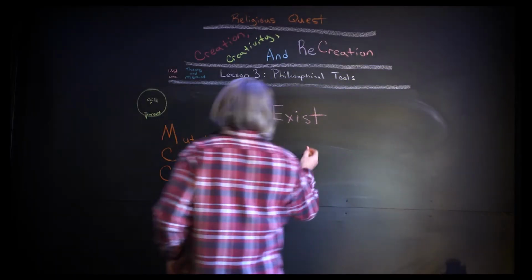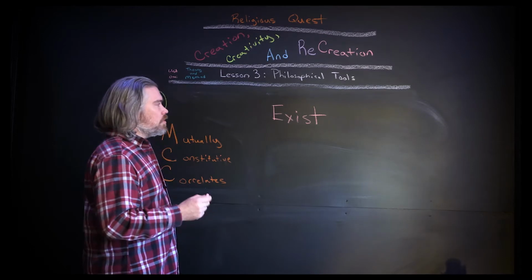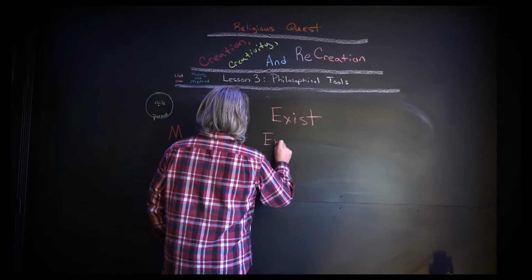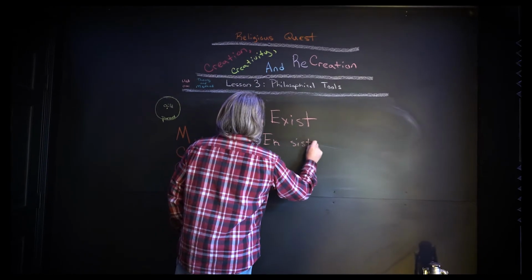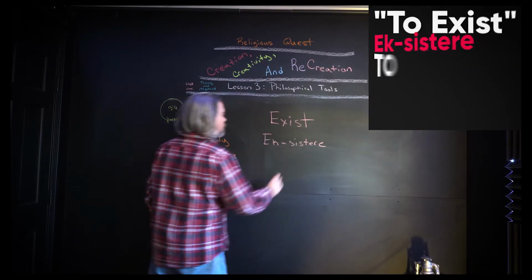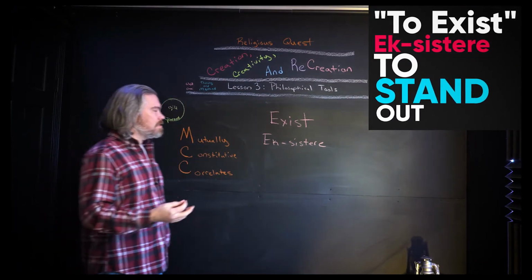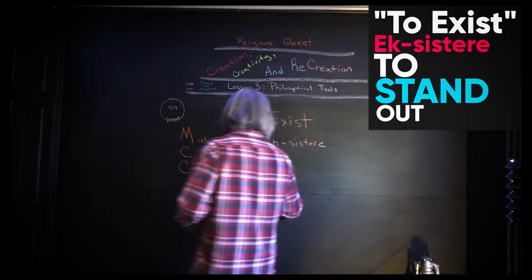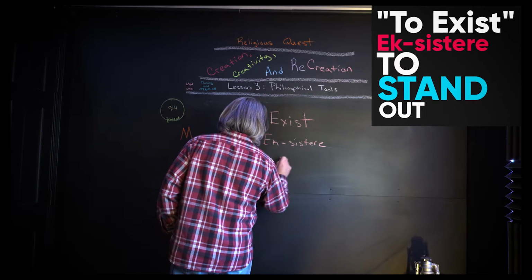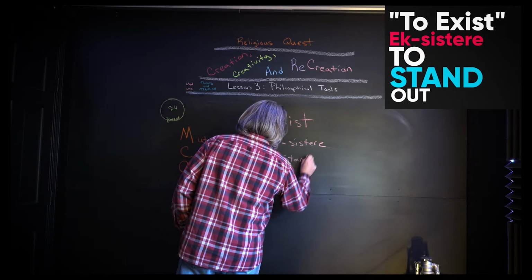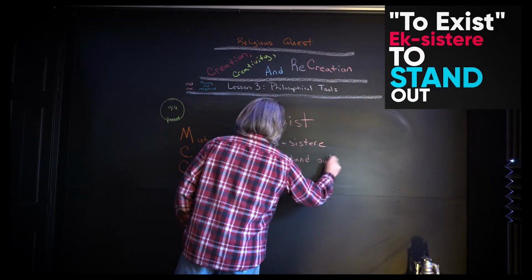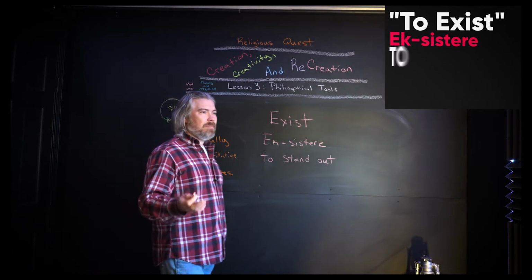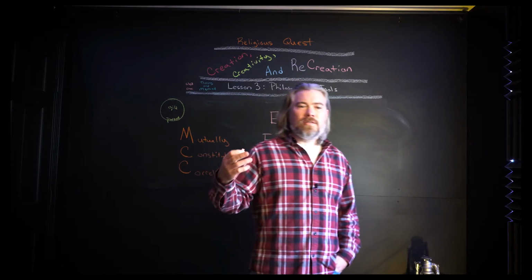But let's go back to this word exist. The word exist comes from the Latin ek, meaning out, and sistere, meaning to stand, right? To exist is literally to stand out. What does that mean, to stand out? What does it mean to stand out?